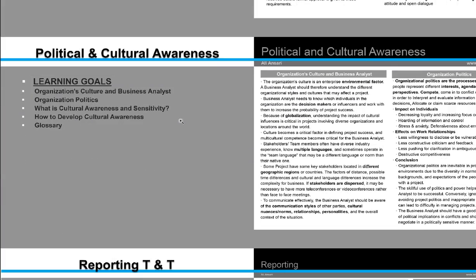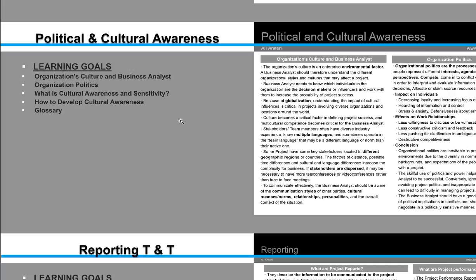The next one we have is political and cultural awareness. As a BA, we need to be politically and culturally aware because we will have team members from different areas, different cultures, different geographic locations. So our main job is to make sure that all the team members get the information, get the requirements, and understand these requirements. So we have to be sensitive to their culture. We have to be sensitive to their political inclination.